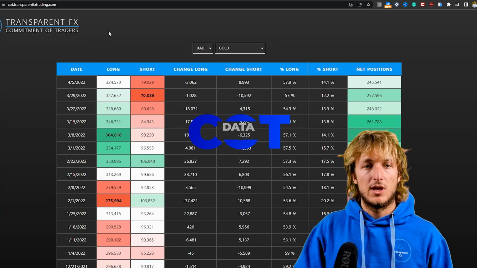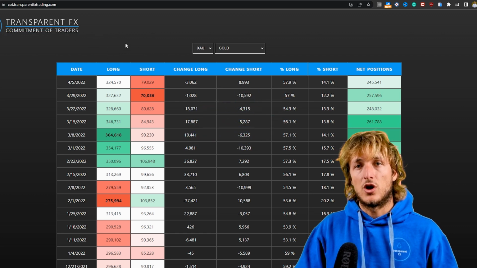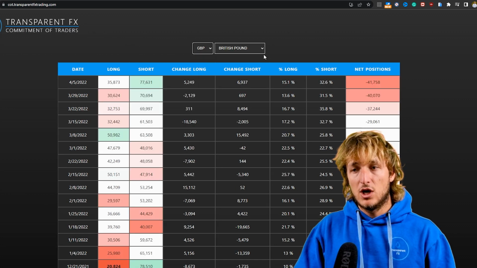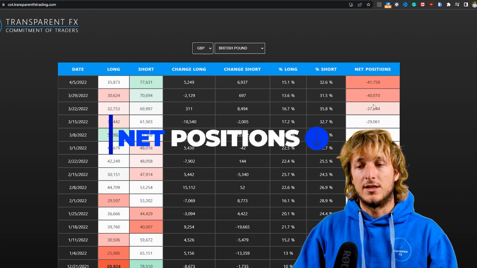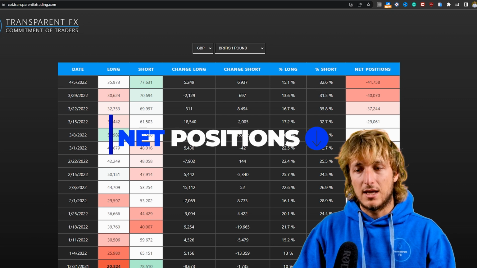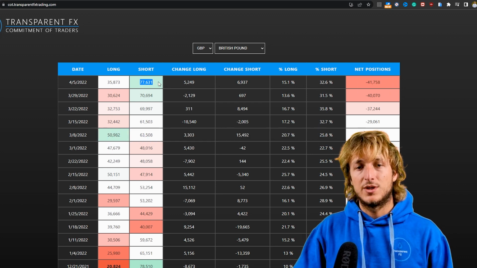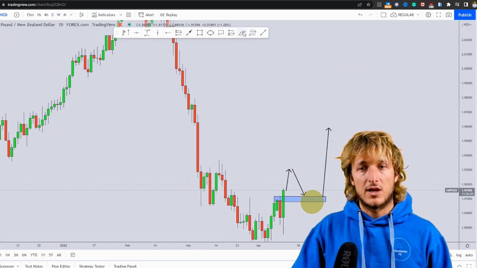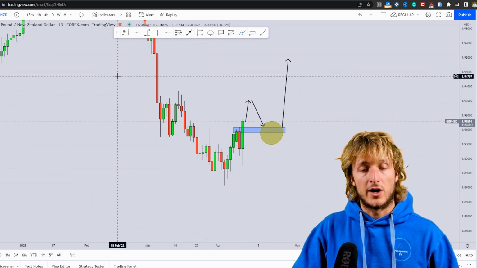Now, if we go and see what we have when it comes to the commitment of traders, so the COT data, which is what the non-commercials, so the biggest speculators in the market are doing, and we check the data specifically for the pound, we can see how on the pound lately net positions have been decreased. We went from having 2.2k net positions to having a negative minus 40k net positions with 77k shorts and 35k longs. We can see that reflected also with the long-term bearish price action that we have seen so far.